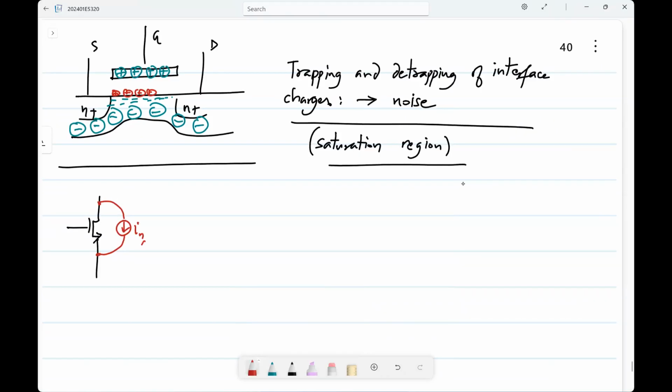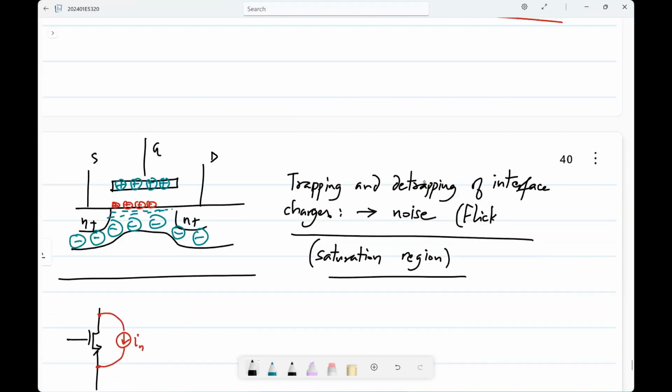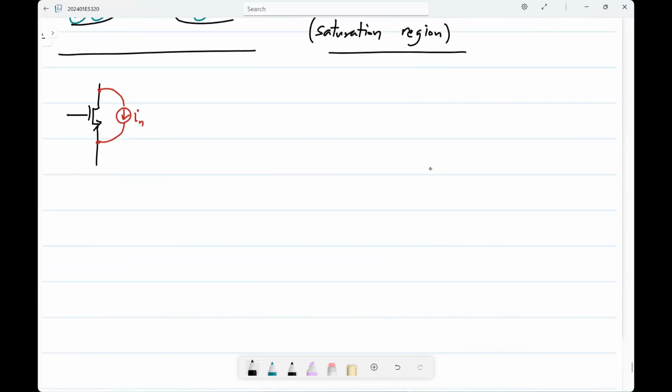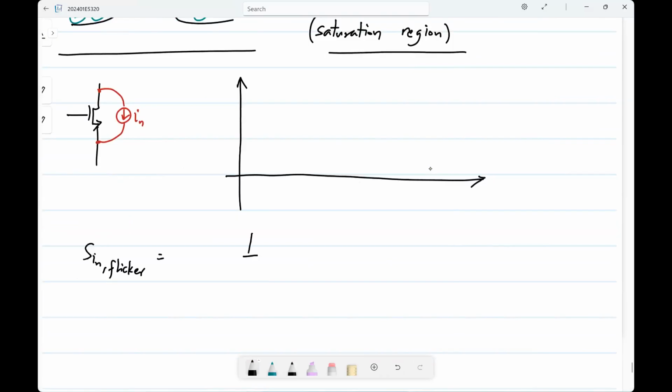Now, as usual, this can be represented, we'll start with this model. And to distinguish it, let me just show it as IN. The earlier noise was called thermal noise, and this is called flicker noise. It turns out that its spectral density is proportional to 1 by f, or inversely proportional to frequency.